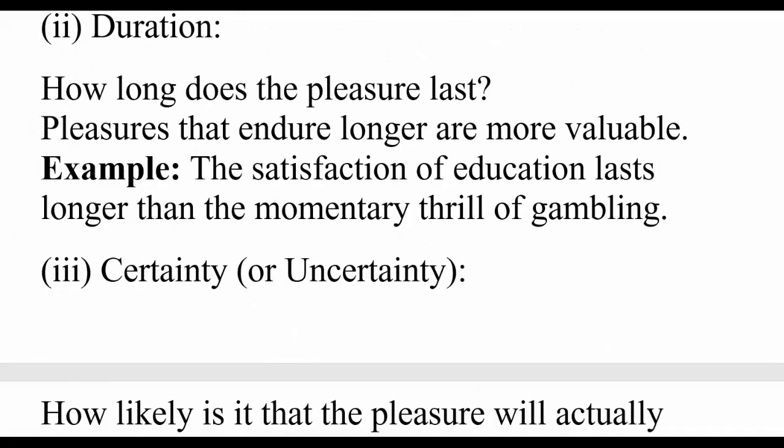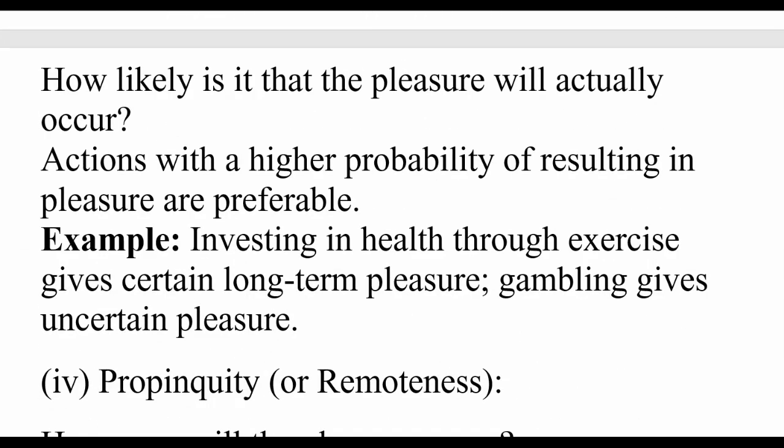Second is the duration. How long does the pleasure last? Pleasures that endure longer are more valuable. For example, the satisfaction of education lasts longer than the momentary thrill of gambling. Third, certainty or uncertainty. How likely is it that the pleasure will actually occur? Actions with a higher probability of resulting in pleasure are preferable. For example, investing in health through exercise gives certain long-term pleasure, whereas gambling gives uncertain pleasure.